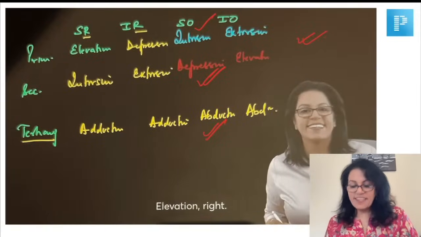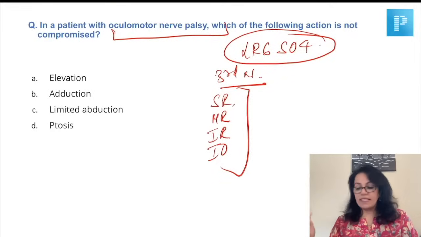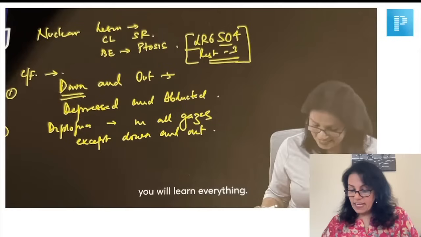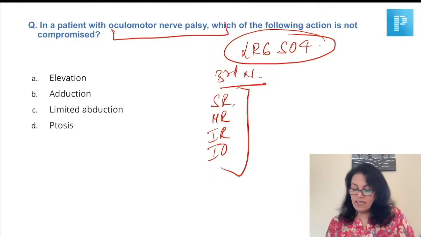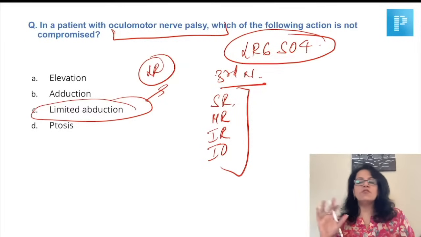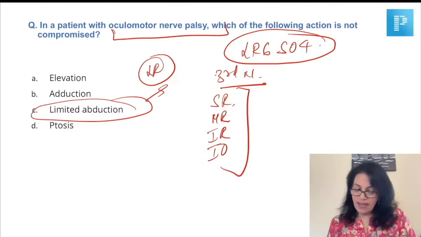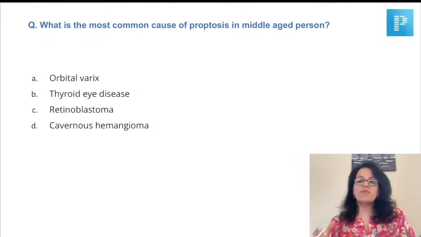So that is the reason in a third nerve palsy we have learned that the eye is down and out, correct? So depressed and abducted. So what will you write here? Which of the actions is not compromised? Of course it has to be abduction. Abduction is the work of lateral rectus. See, these two were very simple questions. You should have been happy. Okay, we come to this one.